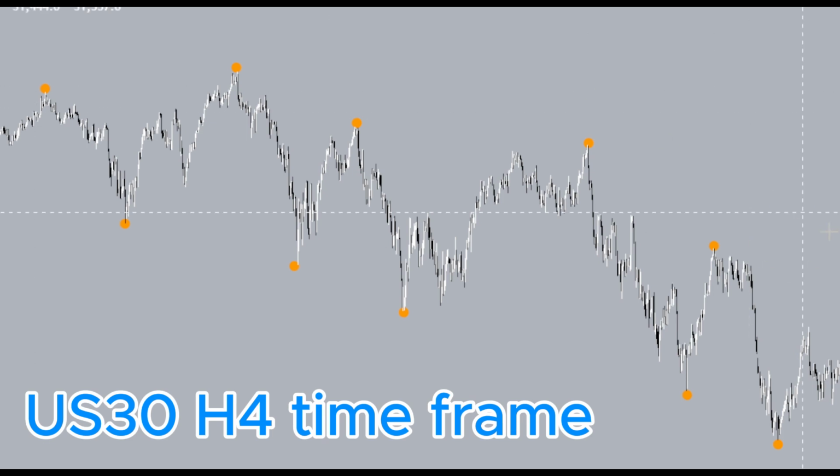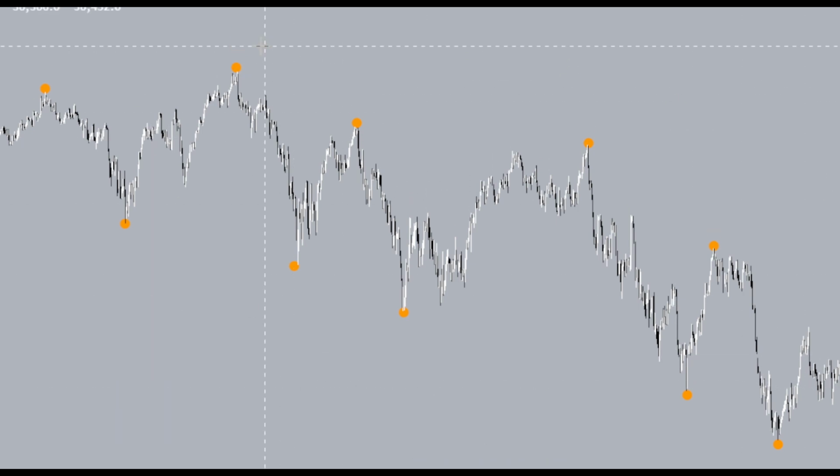Before we go into the price, this is the US 30 4-hour time frame, just to let you know. And before we go into the live price action, or price action as a whole, this is from 2022. We're going to be going over a couple of schematics just to make sure we understand where we are.